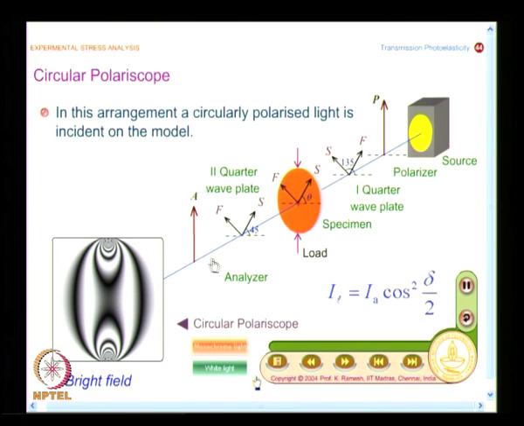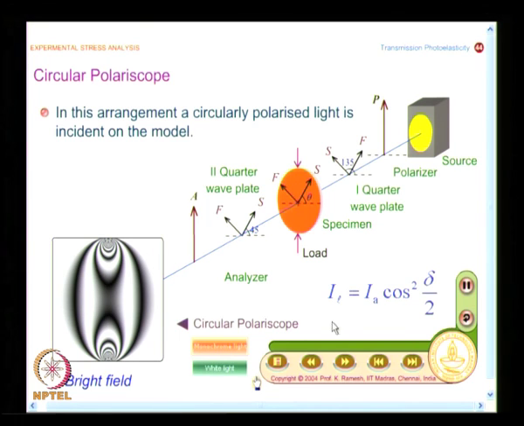I will repeat the animation. You will see that when the analyzer is horizontal, in addition to the quarter wave plates being crossed, the polarizer and analyzer are also crossed. You will see the background as dark. We will develop all the equations later. First, make the observation.